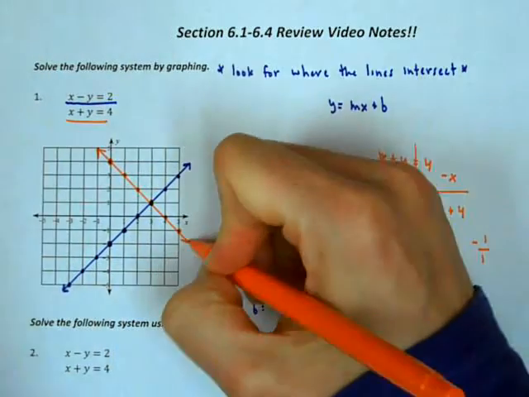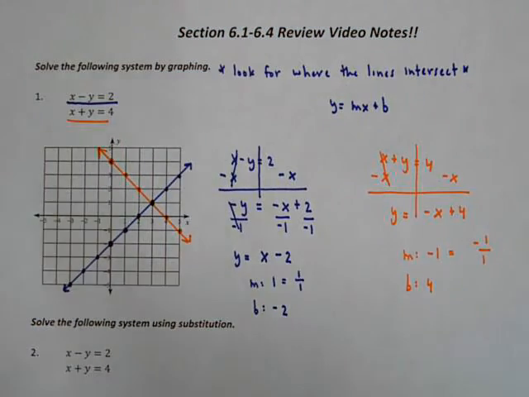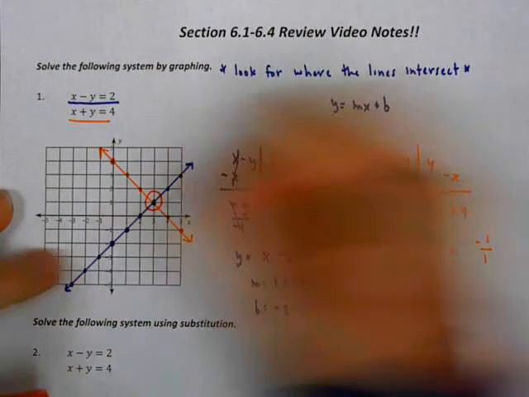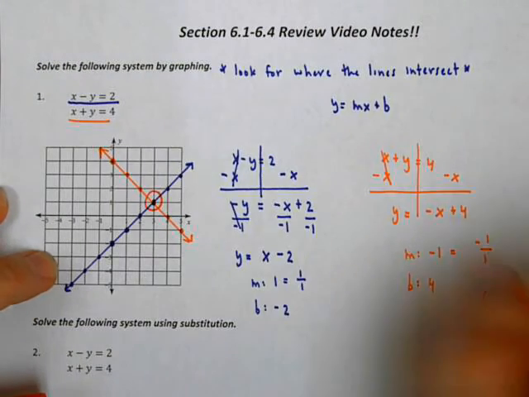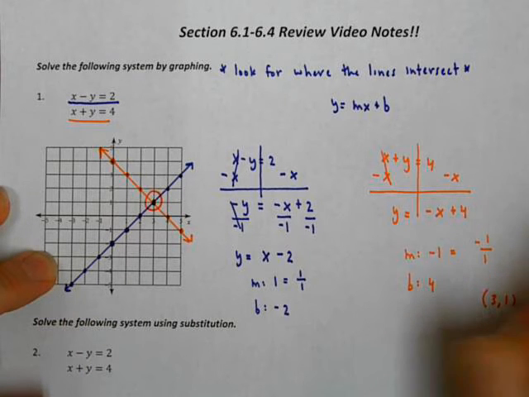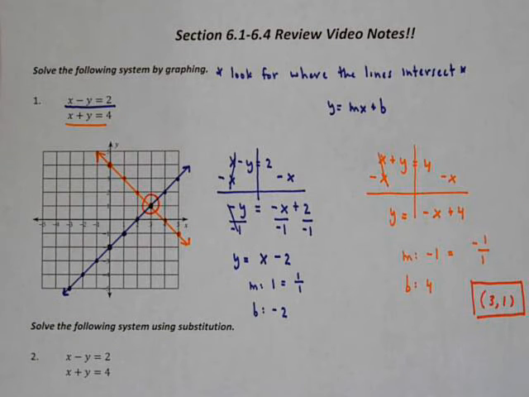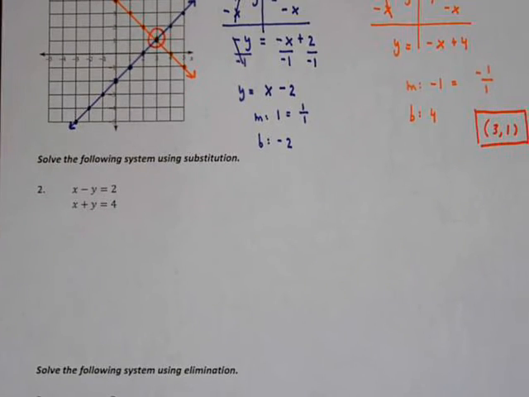And now we can pick out that intersection point. Where they cross is this point right here, and I know the ordered pair there is (3, 1). Again, my solution is always an ordered pair, so I write it in parentheses with my x and my y coordinate. So that's graphing. Let's take a look at substitution.